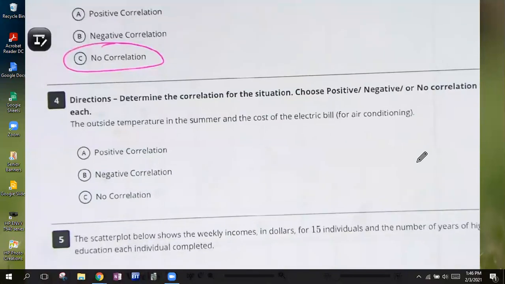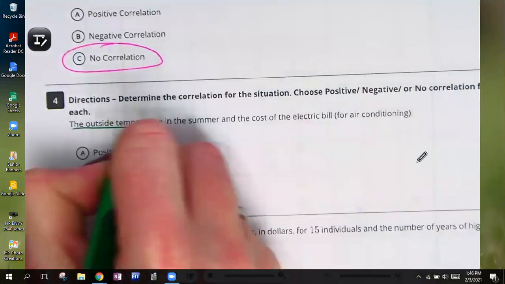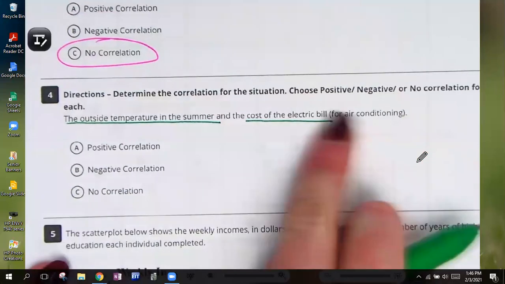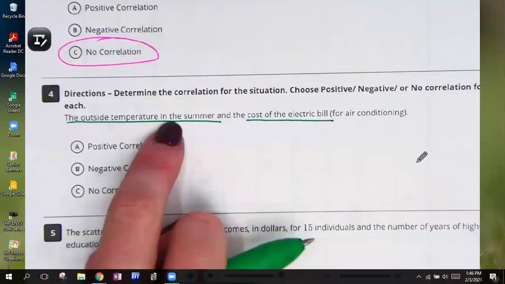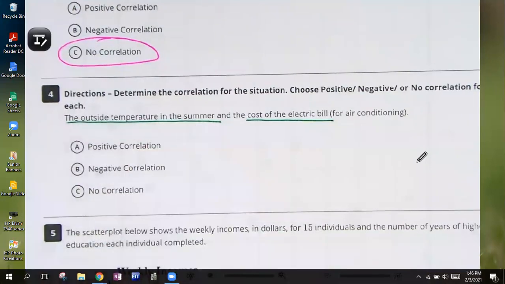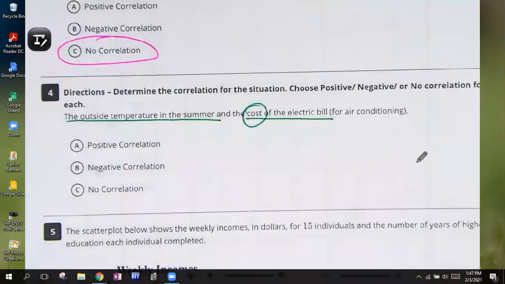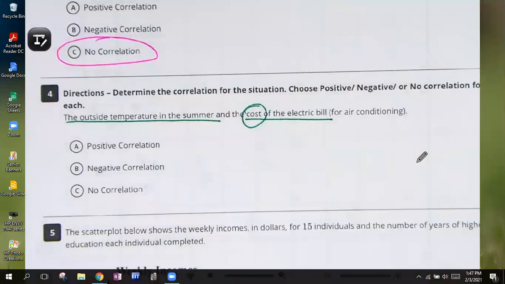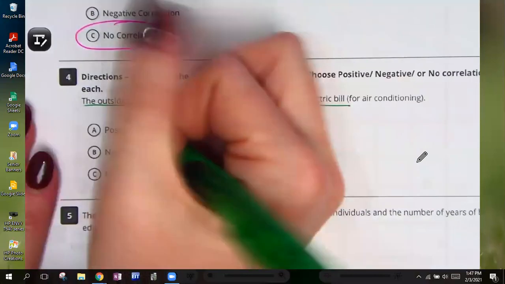Next, the outside temperature in the summer and the cost of the electric bill, aka air conditioning. Okay, what happens to the temperature outside in the summer? It goes up. Okay, it gets really hot. So what are we going to do with our air conditioners? We're going to turn them down, but we're going to have them running constantly, right? Now we're talking about the cost. What's going to happen when we're constantly running our air conditioning? It's going to go up. So we have our temperature going up. We have a cost going up. So what kind of correlation would that be? Positive. They're both increasing.